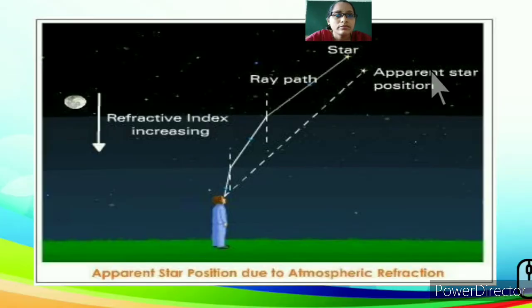Here also we can see that the refractive index increases when it nears the Earth's atmosphere, and the person is looking at the star. The real star is actually present here. Due to refraction, there is an apparent star position that we are able to observe. This is because atmospheric temperature is cool and it is dense, and nearing the Earth's surface, it is hot and lighter.